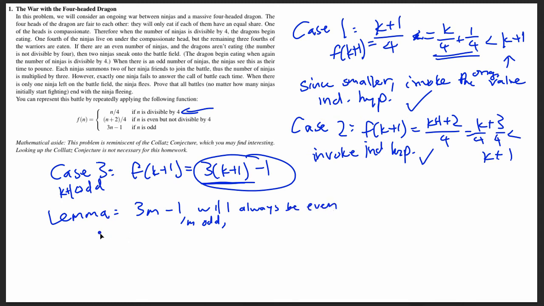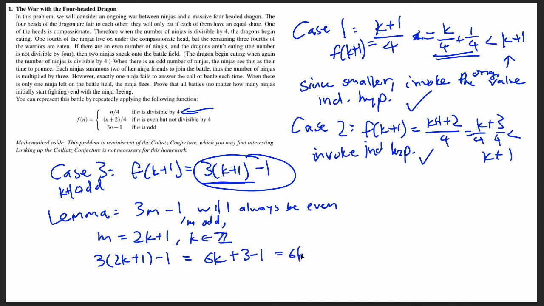And how do you prove this? Well, if m is odd, then m is equal to 2k plus 1 for some k in the integers. And now, 3 of 2k plus 1 minus 1 equals 6k plus 3 minus 1, which equals 6k plus 2. And this is equal to 2 times (3k plus 1). So this is clearly divisible by 2 since we have the factor of 2, and so this lemma is true.